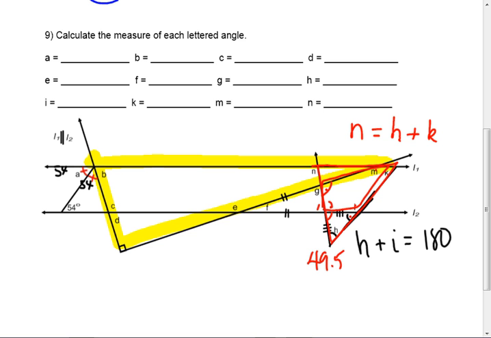What time is it? 1:55. Okay. Oh, 4 minutes. 4 minutes.